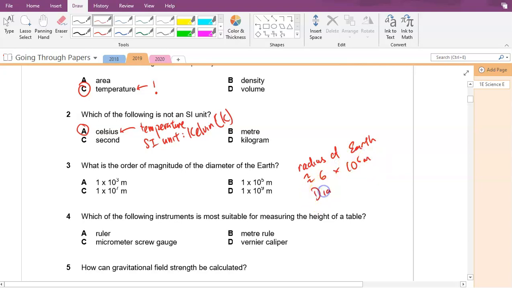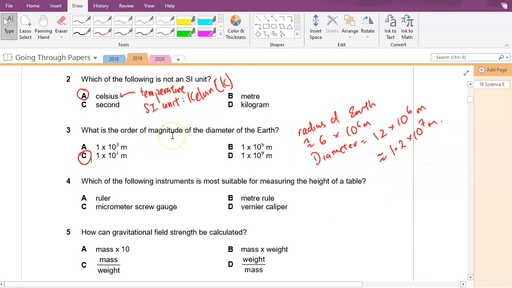Hence, the diameter, which will be 2 times the radius, will actually be equal to 12 times 10 to the power 6 meters. So if you press the calculator, this can actually be equal to 1.2 times 10 to the power 7 meters. So the answer would be C.